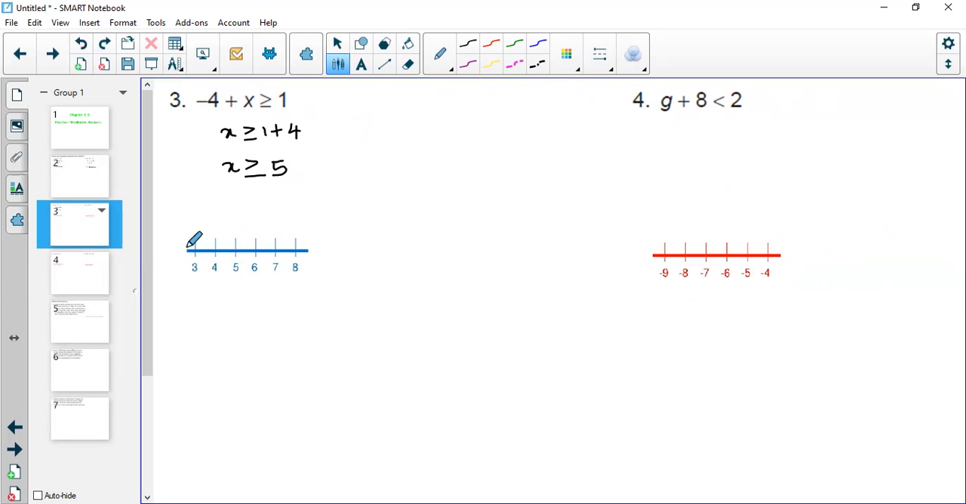So to graph, all you are going to do is from 5 you start drawing the circle, shade it because it says equal to. So 5 also can be a solution and it goes to the right. Any number greater than 5, so that means it can be 6, 7, 8. Just draw the arrow. That's it.